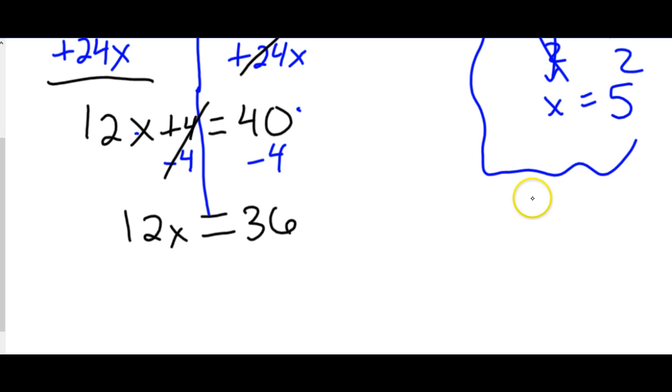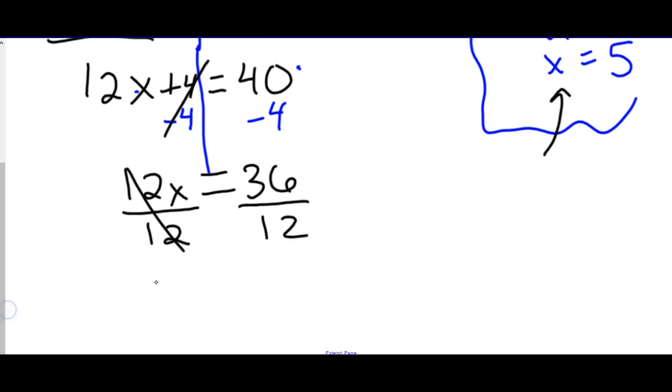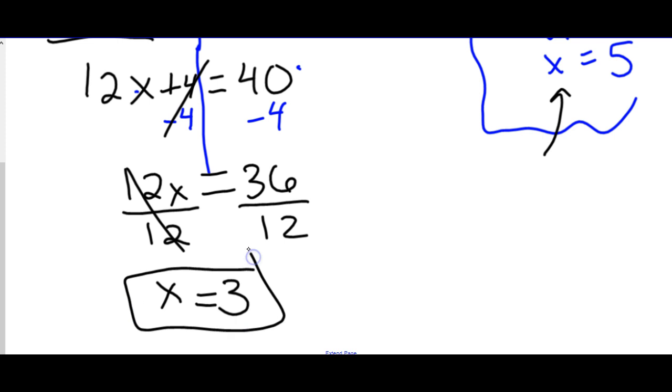Now we do my side thought, and we say, okay, now I want to move the number 12 without doing anything to the x, so I have to divide 12 to get x alone. Because when I divide, it only moves the 12 and not the x. 36 divided by 12 is 3.